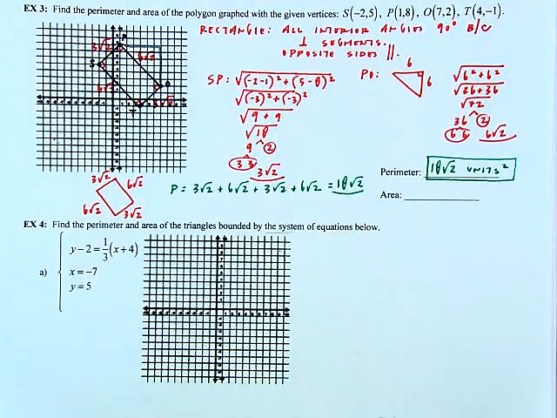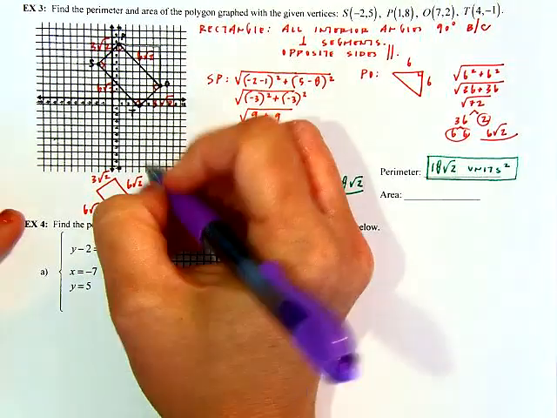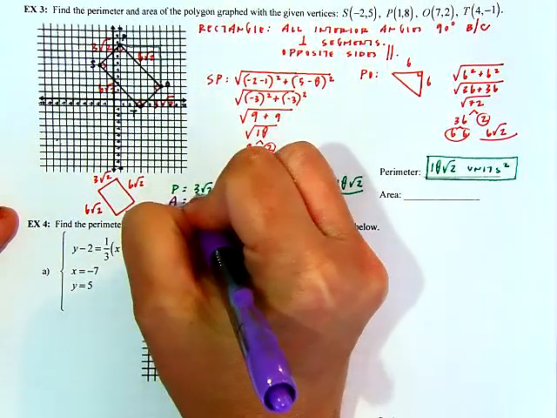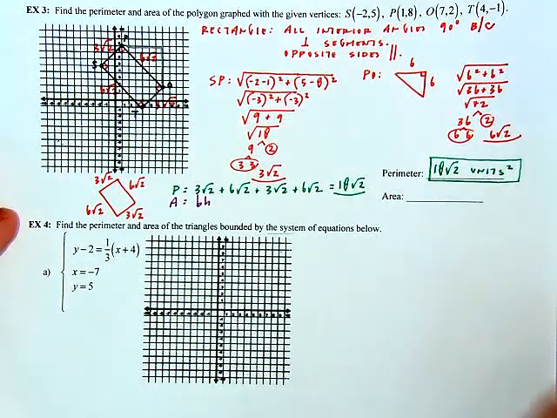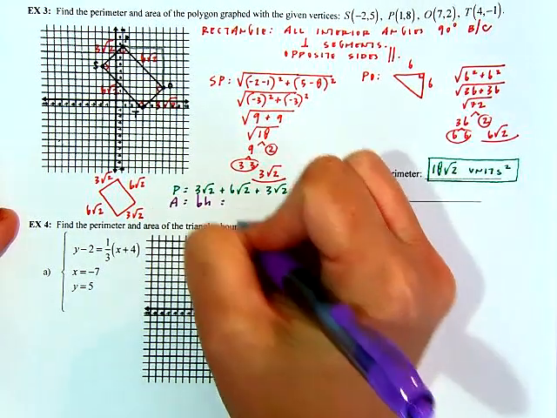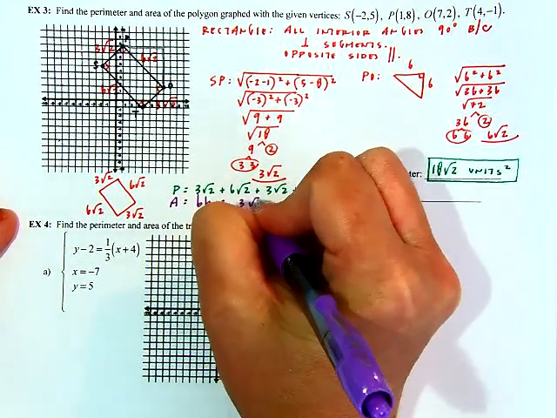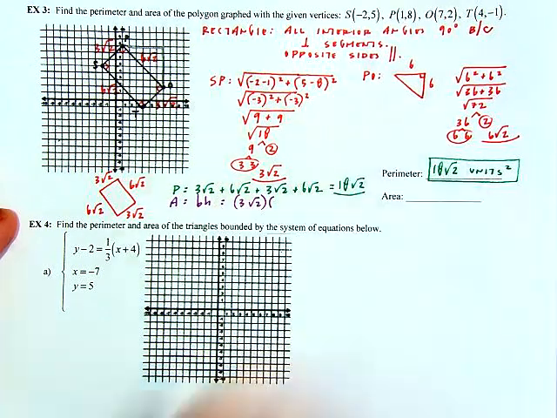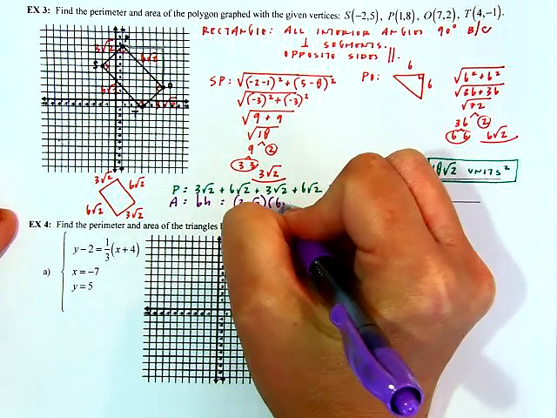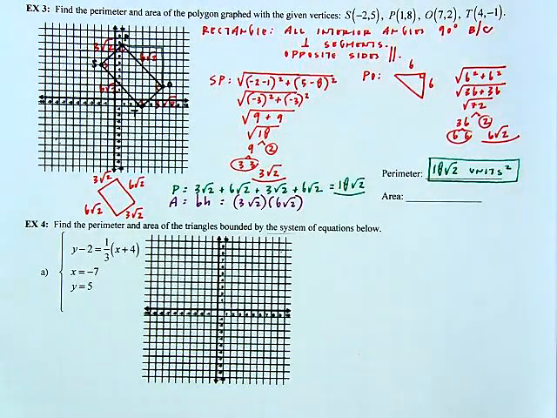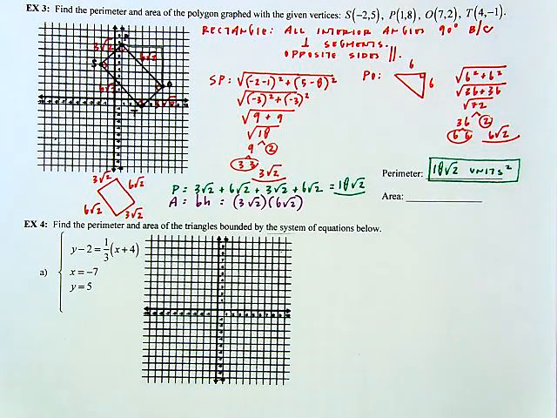Okay, and then for area, it is a rectangle, so base times height, and our base here would be 3 root 2, and then the height would be 6 root 2, and that's what I'm multiplying. So I have 3 root 2 times 6 root 2.